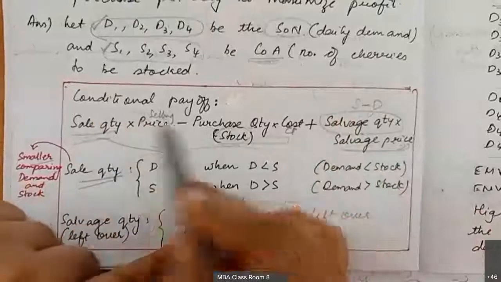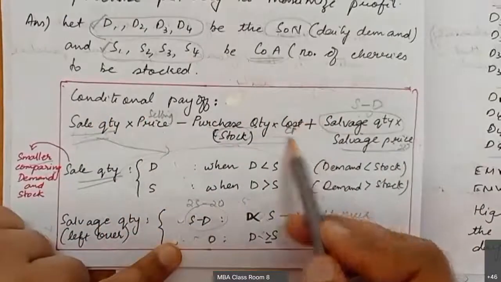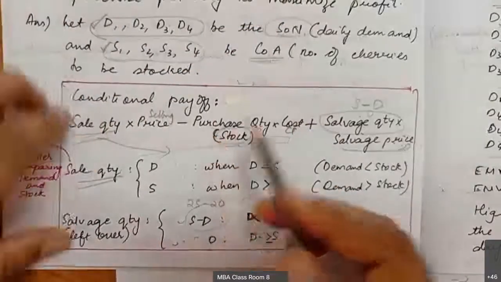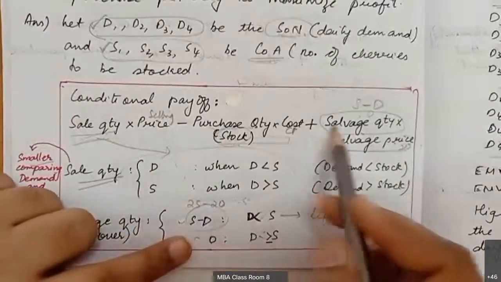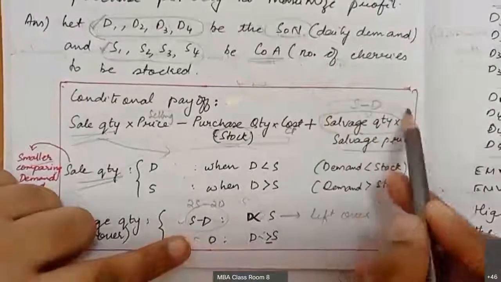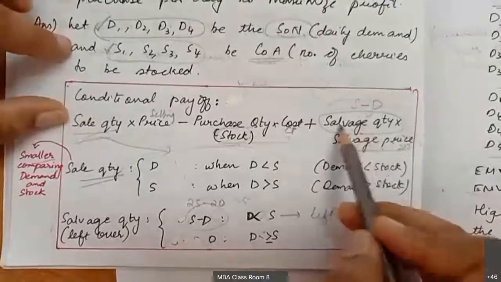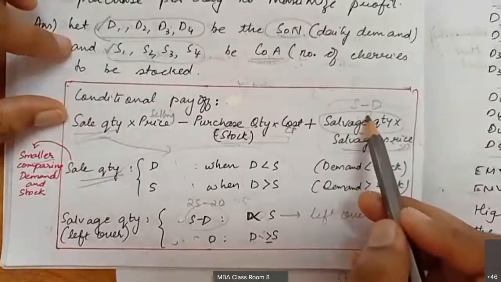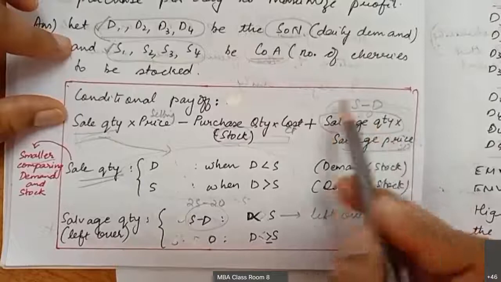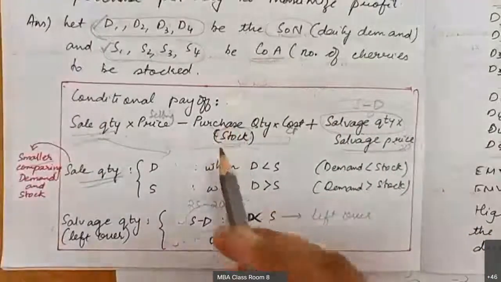But apart from that, the other terms we still have to consider. Is it clear? Even if this is 0, do not make the full value 0. Only this term will become 0. 0 into salvage quantity, sometimes it will become 0. 0 into salvage price, only this term will become 0. You have to consider these two terms in the equation.